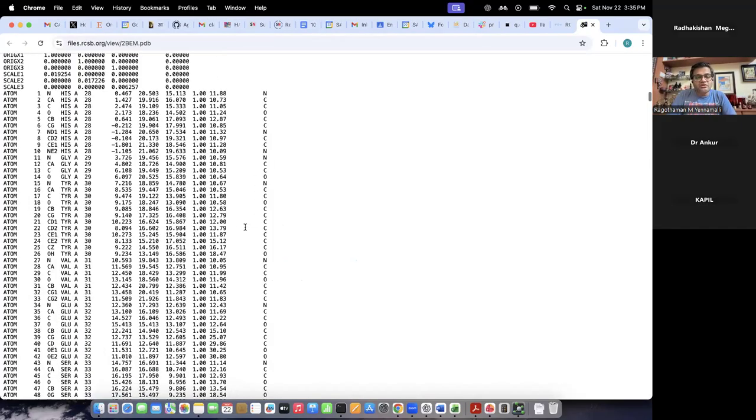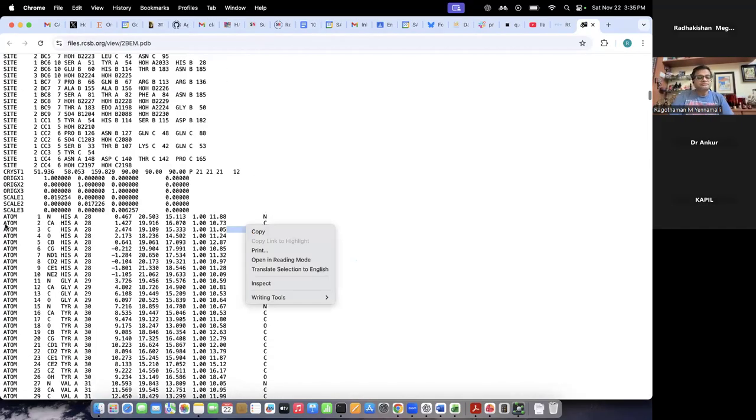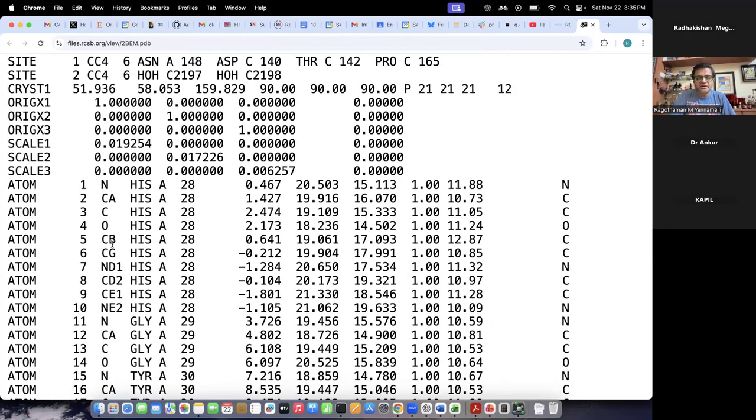So if you scroll down in your PDB file, I hope, does everyone know what a PDB file is? What is a PDB file format?